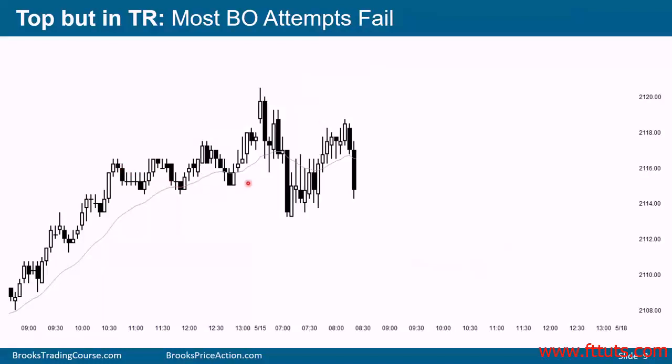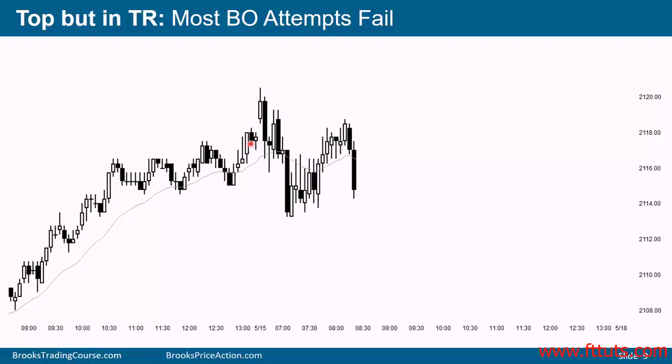We have a bull trend and then a trading range. We have a bull breakout above the range. If you want, you can call it a higher high major trend reversal. Then we get a reversal down, but then again another reversal up. This entire 50 bars is in a trading range, and it's getting many reversals, and most reversals fail.